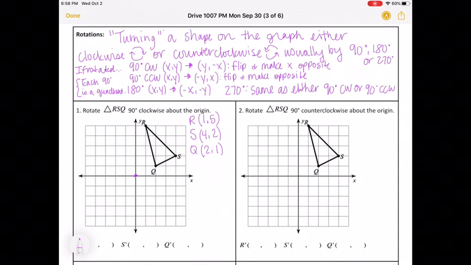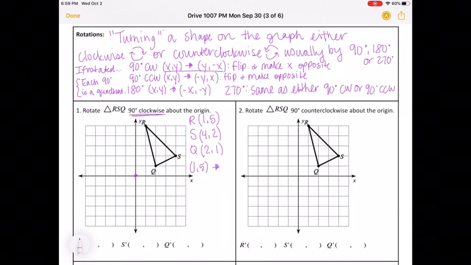All right, and so here our clue, here is our rule. So 90 degrees clockwise. What that tells me is, look up at the top here, look at our rule. So right here is what we're using. I'm flipping the variables and I'm making x the opposite after I flipped it, okay? Let me show you what I mean by that. So for R is 1, 5 currently, okay? So 1, 5.